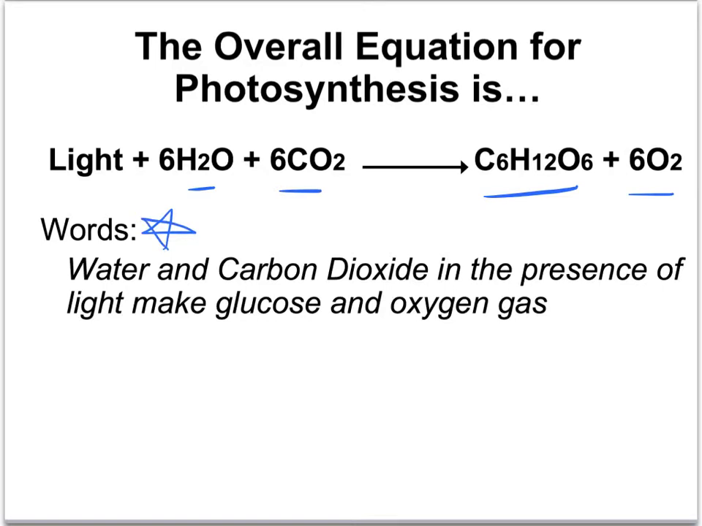So we've got water and carbon dioxide in the presence of light. So here's our water. Our carbon dioxide in the presence of light is going to yield glucose, which is C6H12O6, and oxygen gas. The gaseous form of oxygen is always going to be two molecules of oxygen bonded together.